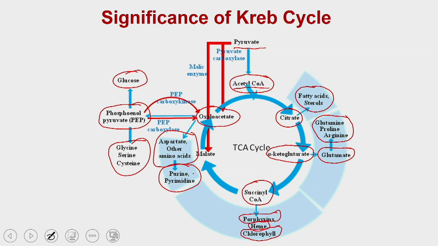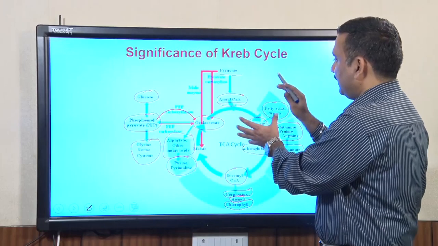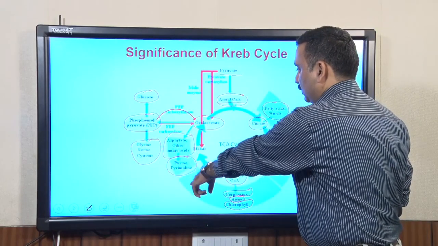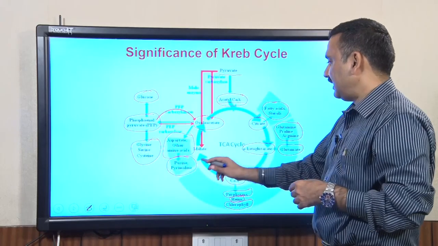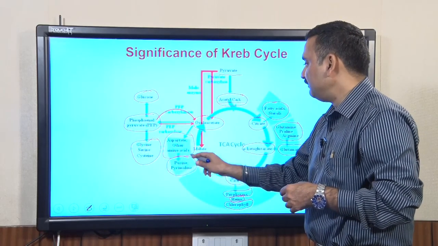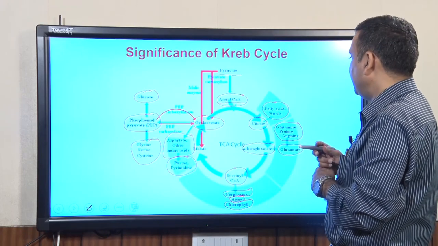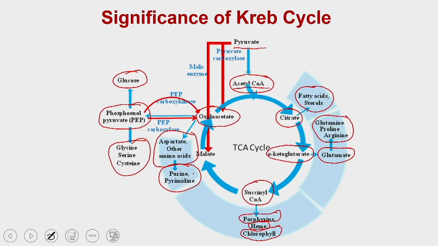So, as you can see, the TCA cycle is a central pathway. On one side, it is linked to the amino acid pathway. On the other side, it is linked to the nucleotide biosynthesis pathway. And on the other hand, it is linked to fatty acid synthesis.